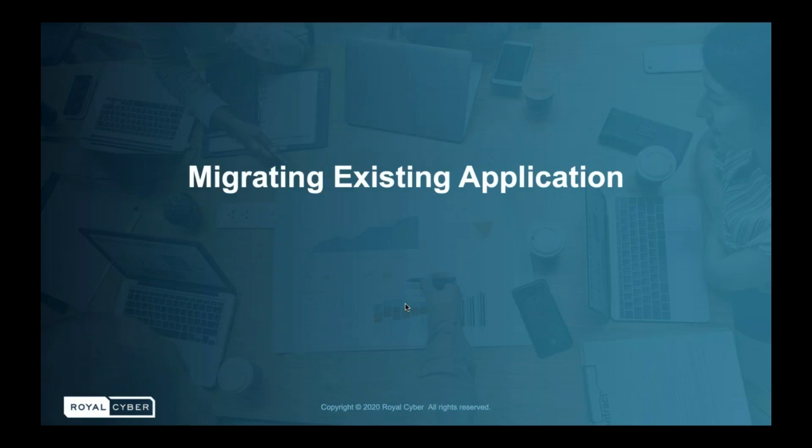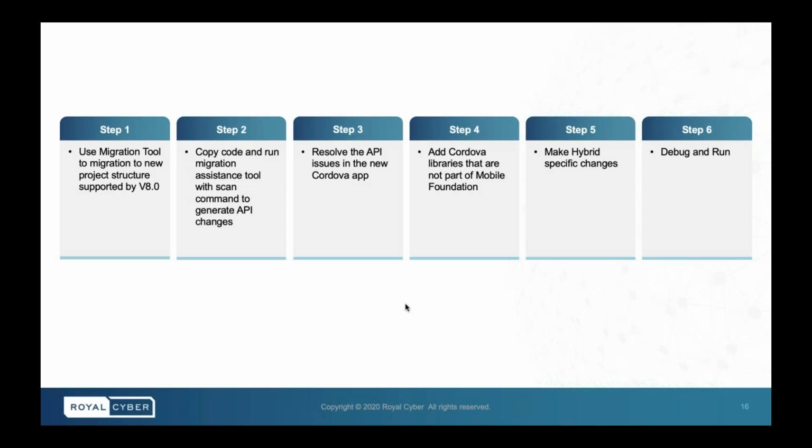Migrating existing applications. To demonstrate how migration works from V 7.1 to V 8.0, we're going to show you a simple Cordova application. We're going to take a simple Cordova application that is compatible with the V 7.1 version, and we're going to show how the migration works. There are actually 6 steps. We're going to show this whole migration process in 6 steps.